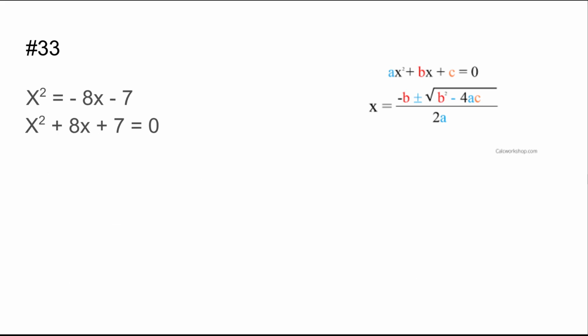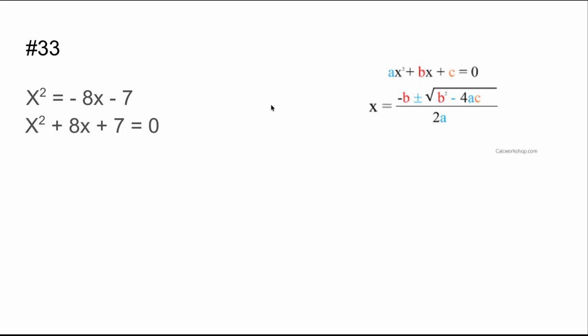Number 33. Now this one is very strange, right? It does not have our x squared plus b x plus a number equals 0. So what we're going to do is move everything to the left of the equal sign. And when we do that, it's going to flip the signs. So negative 8x is going to turn into a positive 8x. Negative 7 will turn into a positive 7. And then we'll say equals 0. So if it crosses the equal sign, it flips the sign that it is. So negative 8 turns to positive 8. Negative 7 turns to positive 7.